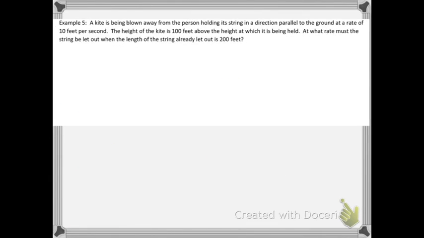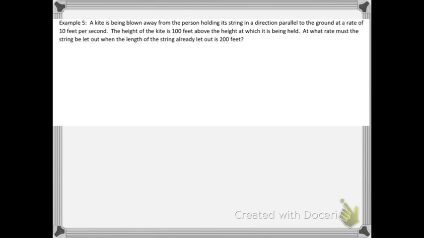A kite is being blown away from the person holding its string in a direction parallel to the ground at a rate of 10 feet per second. The height of the kite is 100 feet above the height at which it's being held. At what rate must the string be let out when the length of string already let out is 200 feet?